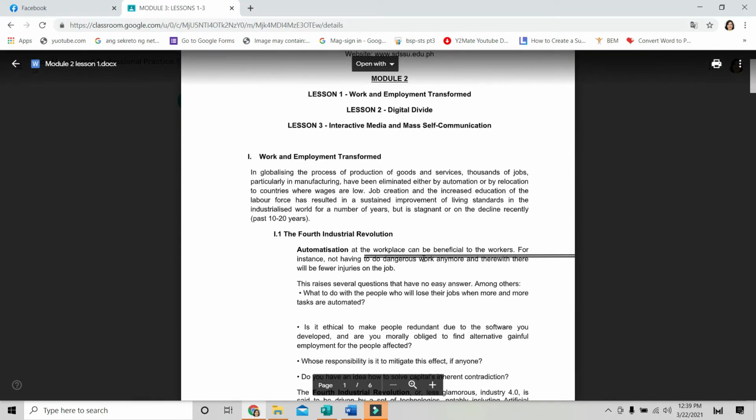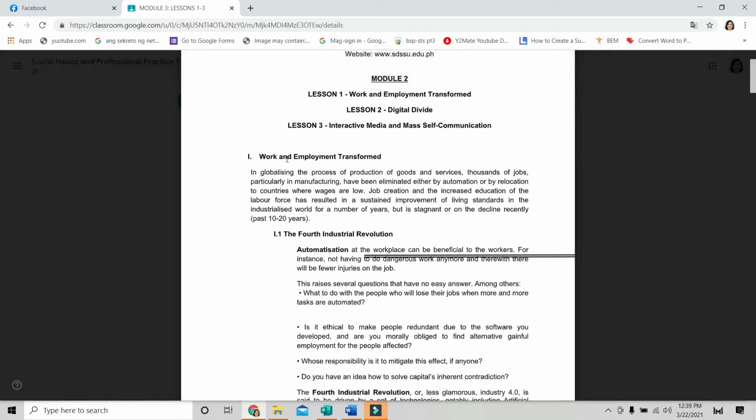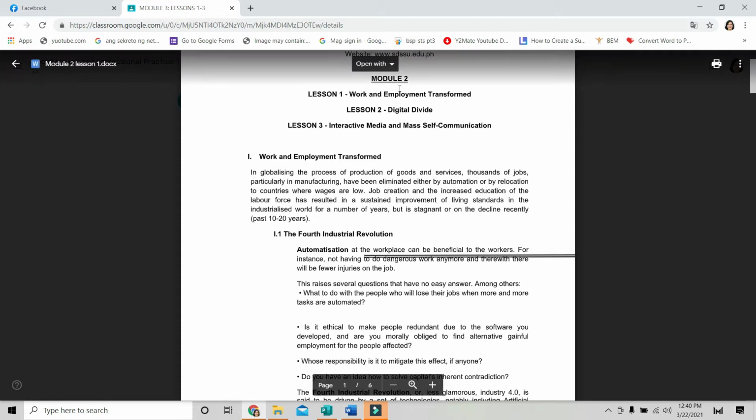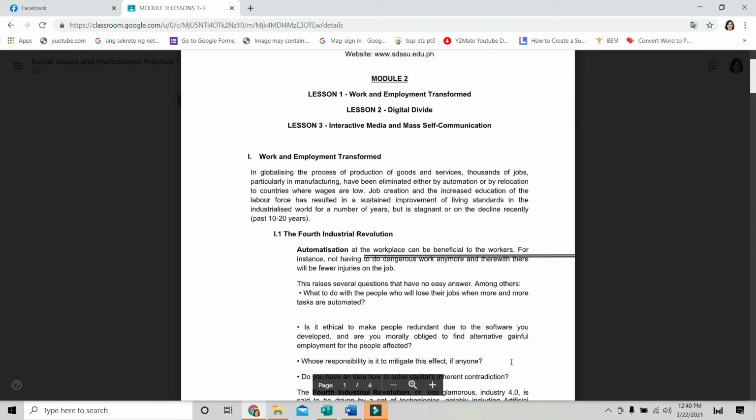So work and employment transform. Let's further discuss it. In globalizing the process of production of goods and services, thousands of jobs, particularly in manufacturing, have been eliminated either by automation or by relocation to countries where wages are low. So work and employment transform most likely deals with the amount of goods and services that have been affected because of globalization, particularly because most of the jobs now, especially those repetitive jobs, you can find mostly in manufacturing and wholesaling, those types of business descriptions.